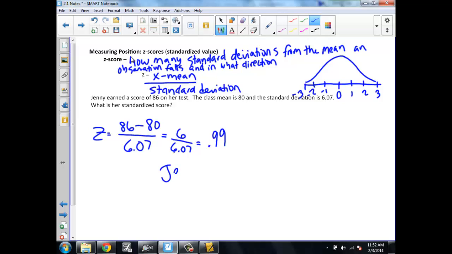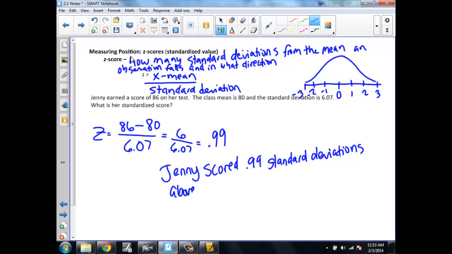We say Jenny scored 0.99 standard deviations above the mean, or above the average class score. 0.99 standard deviations above the class average. So where's she at? She's somewhere roughly in here. She's above average, not the top, but better than most.